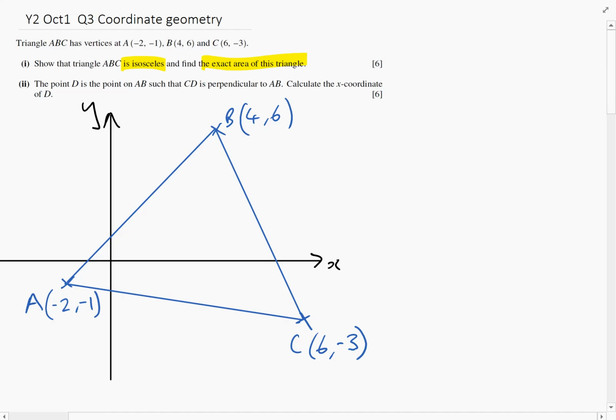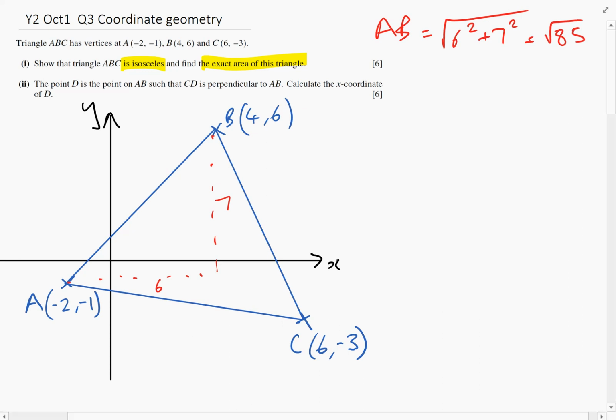It's not obvious from the diagram which two sides are equal in this, so let's just find the length of all the sides. So starting with AB, I don't really use any equations to do this. I just use Pythagoras. So going from A to B, we're going across 6 and we're going up 7. So the distance AB is going to be 6 squared plus 7 squared, 36 plus 49. That'll be root 85.